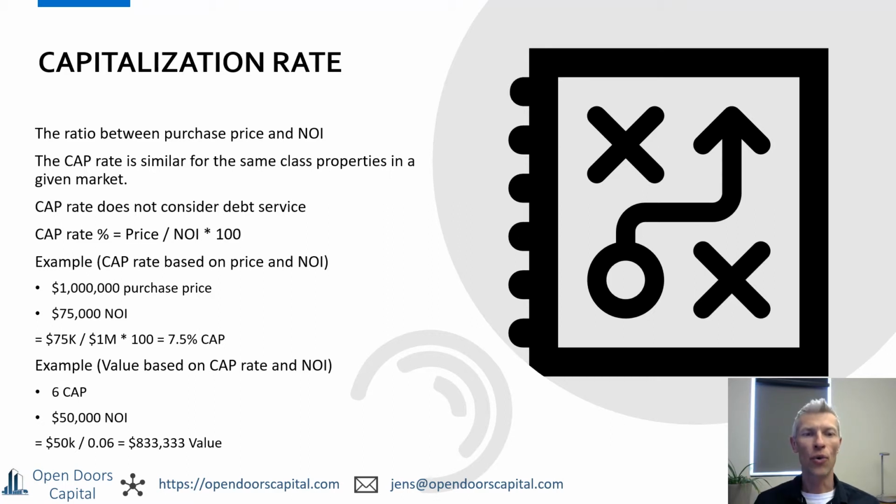We can also estimate what the value should be based upon a cap rate and an NOI. If you know that the market cap rate is around 6, a certain property is returning $50,000 in net operating income, you take the 50,000 divided by 0.06, so 6%, and you get a value of 833,000. So again, that's a quick way to see what is the value of a certain property.